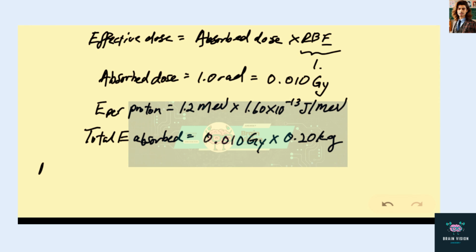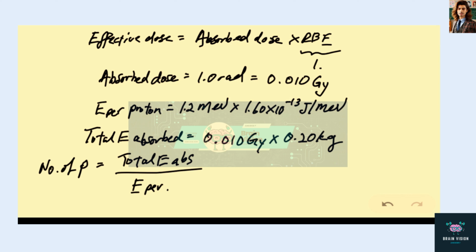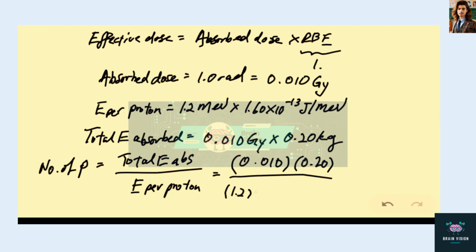Finally, you can get the number of protons by taking the total energy absorbed divided by the energy per proton, to estimate the number of protons absorbed by the tumor. So putting everything in and putting it into the calculator, we should get a value of about 1 times 10 to the power 10 protons.